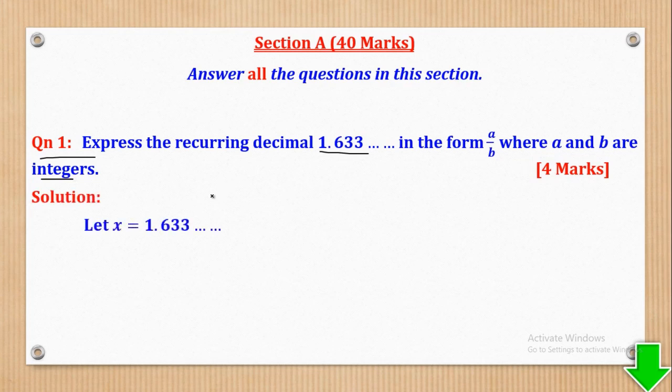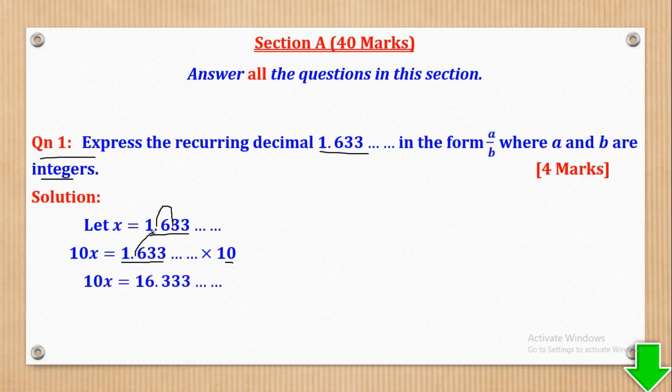So first of all, you shall say let x be the given recurring decimal. So to shift this decimal point from here to here, where the recurring decimal starts from, we shall multiply by 10 on both sides. Therefore 10x will be equal to this given recurring decimal multiplied by 10, and when I multiply, the decimal will shift from here to here. That's why you see here 16.333 recurring.